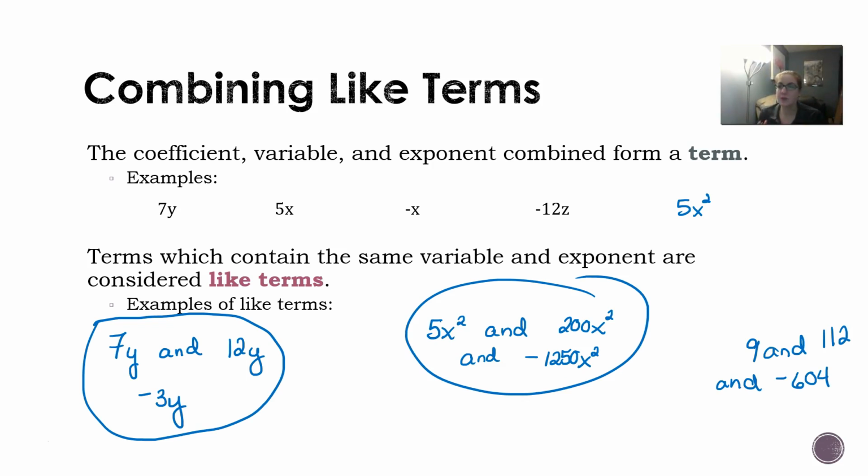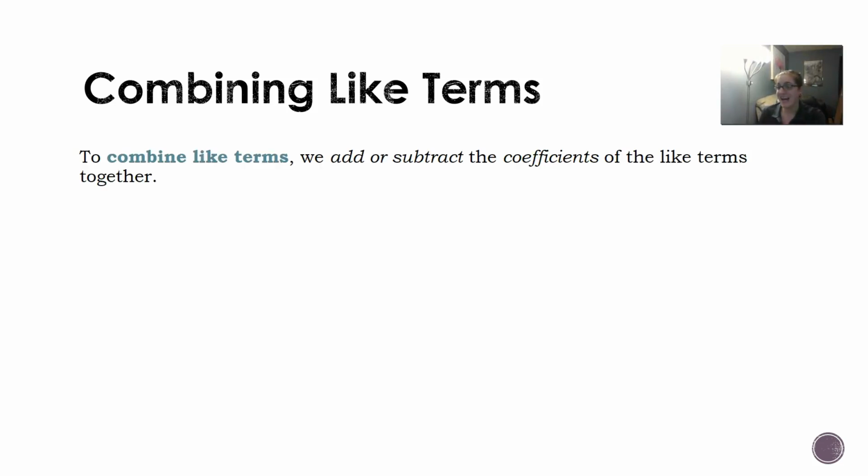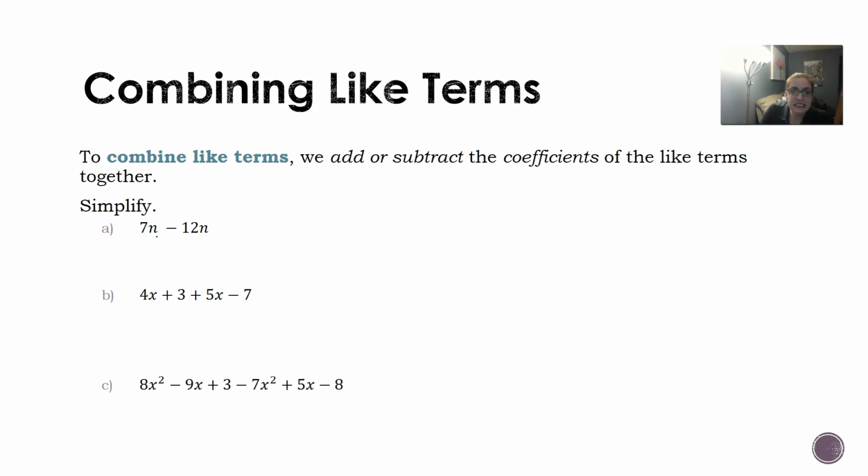And like terms are important because you can actually combine like terms. And you can combine like terms by simply adding or subtracting their coefficients. So we're going to take those coefficients, we're just going to add those together, keep the variable, and you've got our combining like terms. So in our first example, we have 7n minus 12n. The first thing you want to do is make sure that your two terms, and terms are separated by addition and subtraction. So here we have a subtraction separating the two.